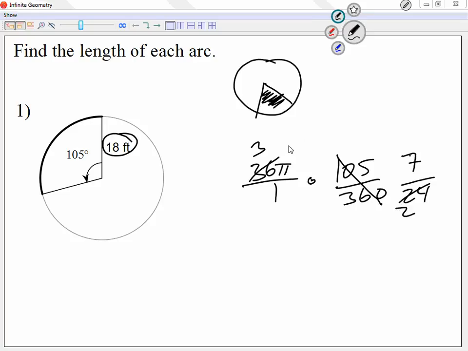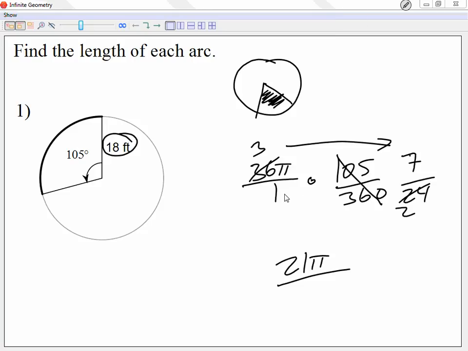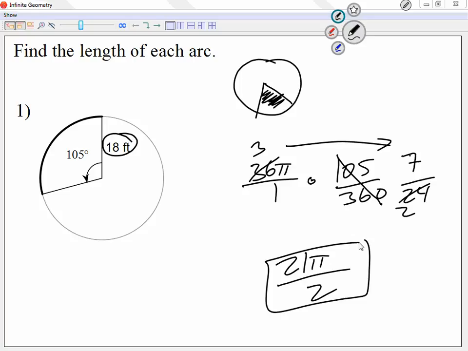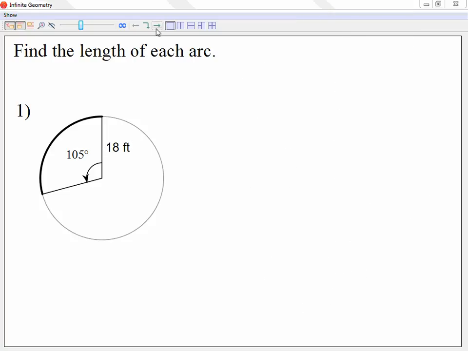So now let me multiply straight across. 3 pi times 7, I get 21 pi. At the bottom, 1 times 2, I get 2. Do simplify your fraction. I know some of you have calculators that multiply fractions and already simplify it. Well, that's good for you. If you don't have one of those, then you're doing what I'm doing. You're doing it by hand. So that's pretty much it.